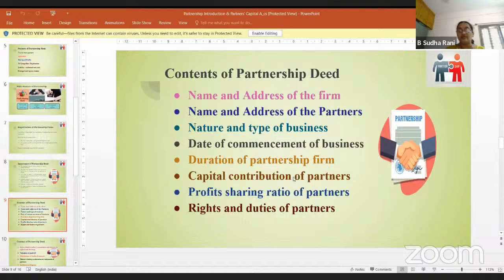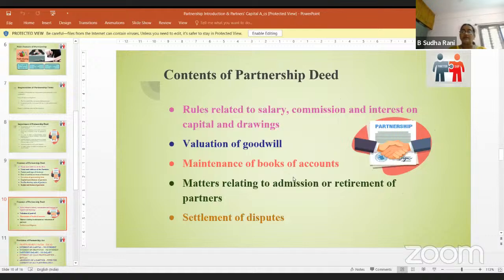Even in the coaching centers, say a JE coaching center, they started. Three professors joined together and started a JE coaching center. That duration will be there, whether they want to continue for a long time or only for a particular batch they want to be partners and run the coaching. Okay, like that. Duration, if any, is to be mentioned, and the amount of capital contributed by each of the partners is to be mentioned, and then how the partners are going to share their profits, and what are the rights and duties of the partners.